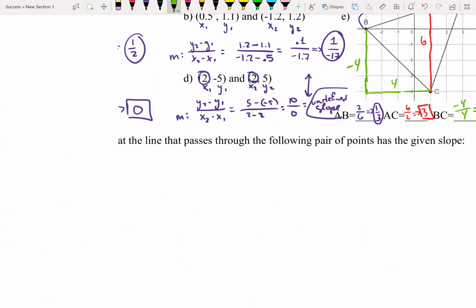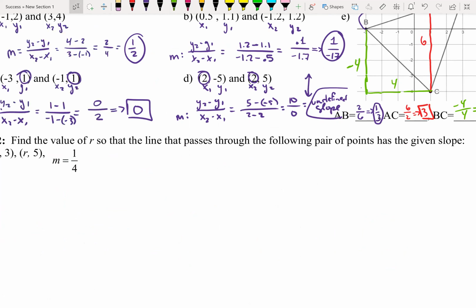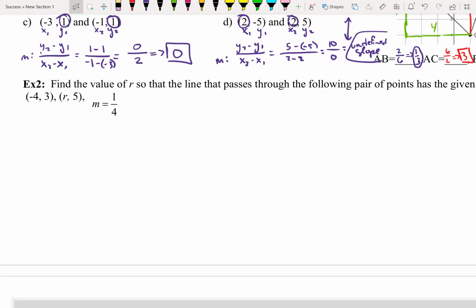So the last thing I'm going to do in this video is I'm going to help us with this last problem. I want to split the video up into two just in case you only need help on the first side or you only need help on the second side. So we are finding the value of r so that the line that passes through the following pair of points has the given slope. So essentially we are finding our r value here.